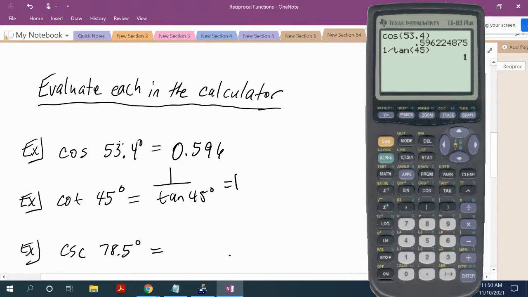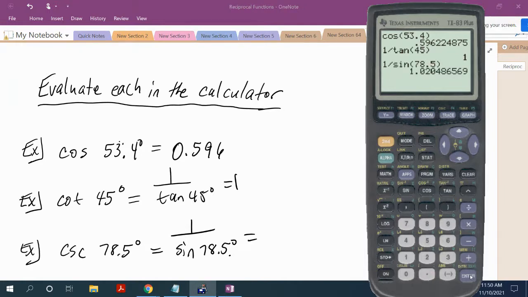Now we'll evaluate the cosecant of 78.5. Keep in mind there is no cosecant button, so we're going to put in the cosecant as 1 divided by the sine of 78.5. And if I put that into the calculator, 1 divided by the sine of 78.5, we have 1.02.